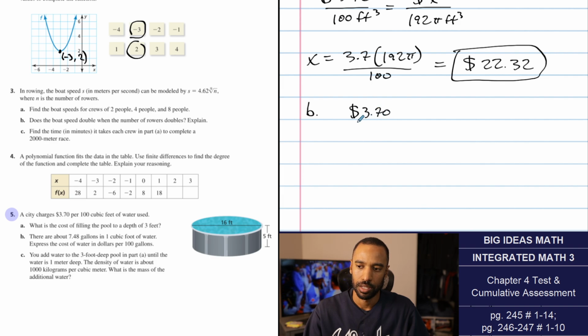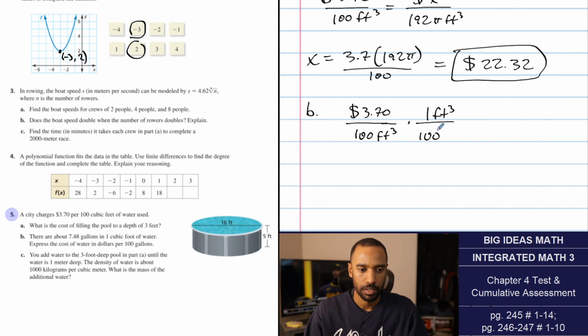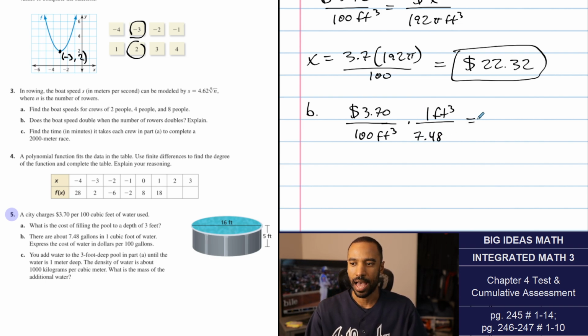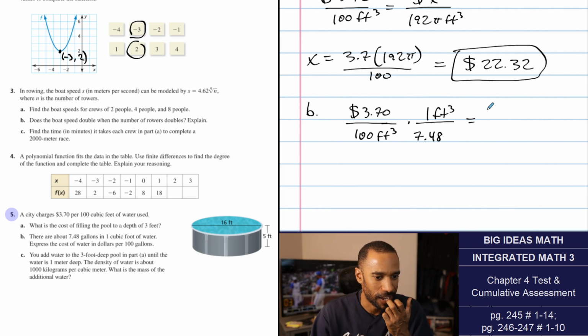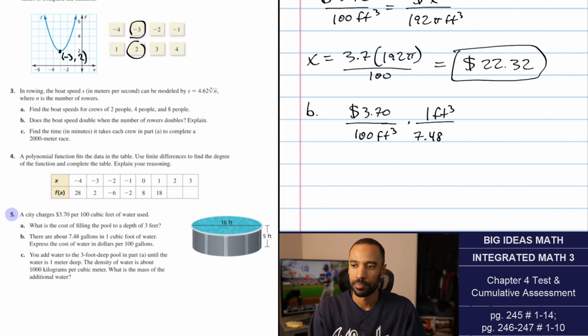$3.70 per 100 cubic feet. We're multiplying 1 cubic foot of water by the conversion in gallons, 7.48 gallons. So we're going to do a per gallons bit. So that cost, it says per 100 gallons, so I have to multiply that by 100 after. I'll have to multiply top and bottom by 100, I think.